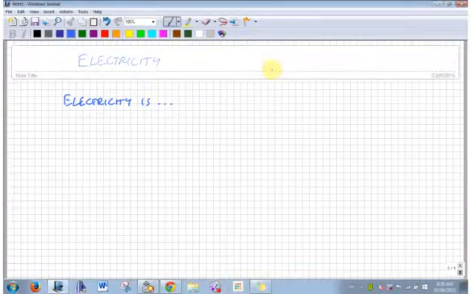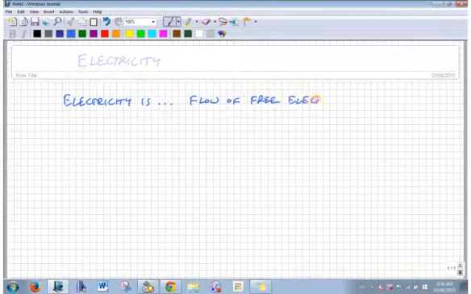Called generated. What is it? We know what we do with it. It's just the flow of free electrons. That's all it is. And we know we'd probably want to use things like metal to do that, not things that are insulating.